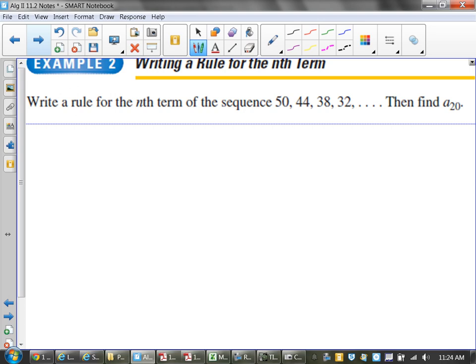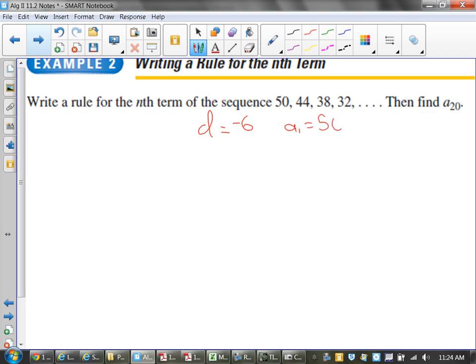So again, we have a sequence of 50, 44, 38, 32. Is this sequence moving up or down? Down. So is my d value positive or negative? Negative. Okay. So our d value here would be negative 6. Excellent. And what's your first term?